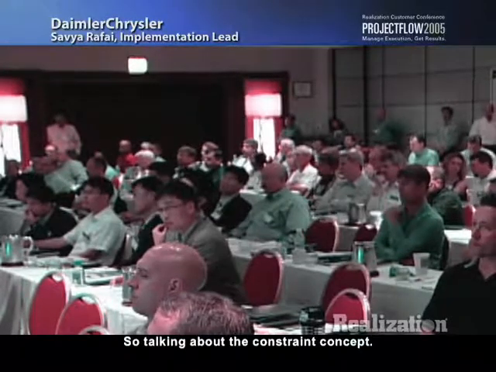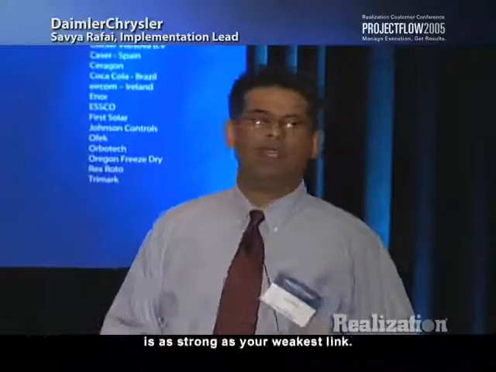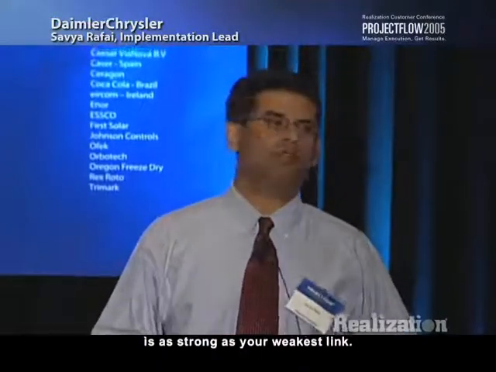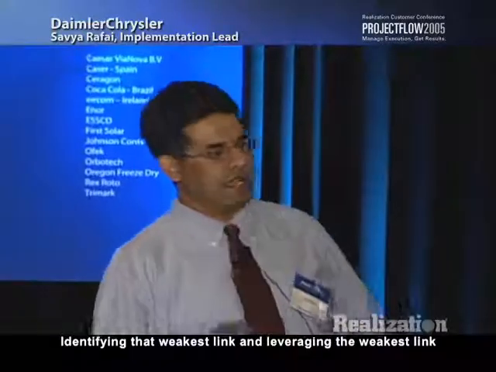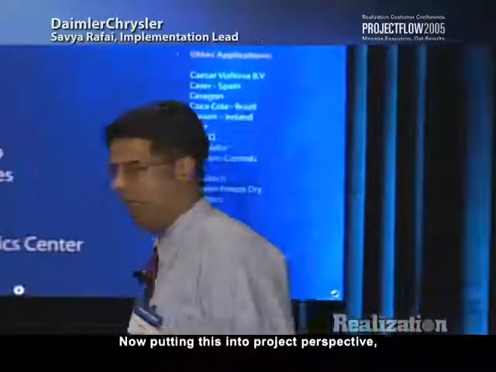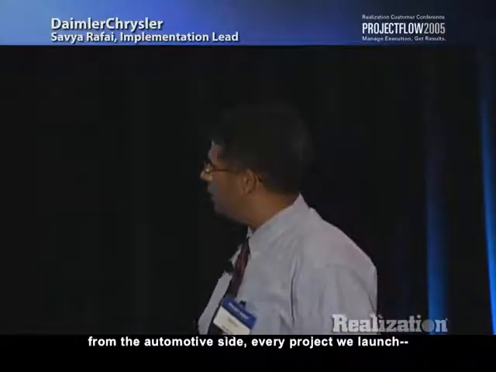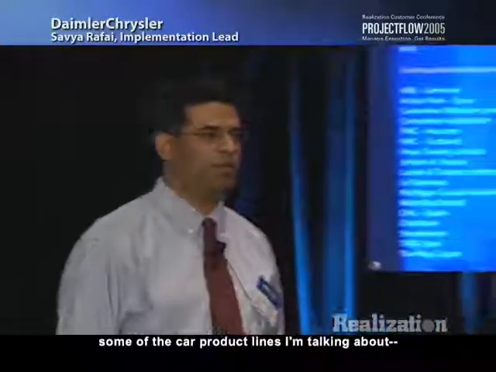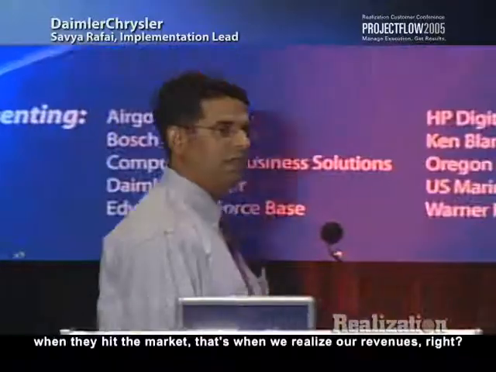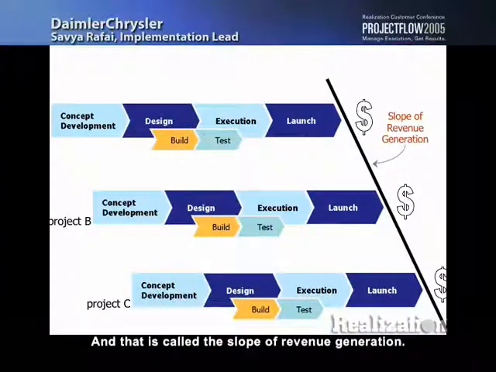So talking about the constraint concept, a simple explanation is your system, your organization, or your company is as strong as your weakest link. And identifying that weakest link and leveraging the weakest link is the basic essence of increasing your throughput. And now putting this into project perspective, from the automotive side, every project we launch, let's say Pacifica, Crossfire, Durango, some of the car product lines I'm talking about, when they hit the market, that's when we realize our revenues, right? And that is called the slope of revenue generation.